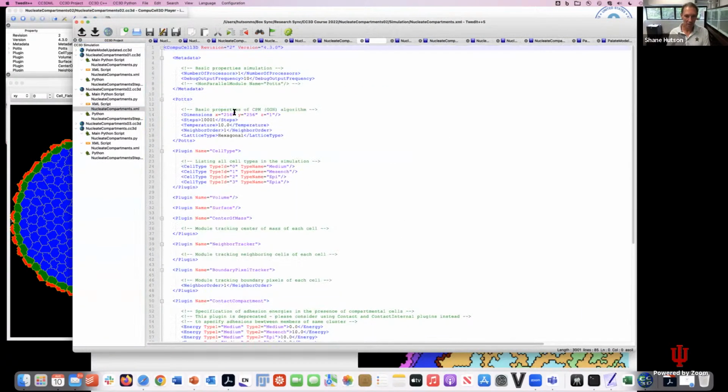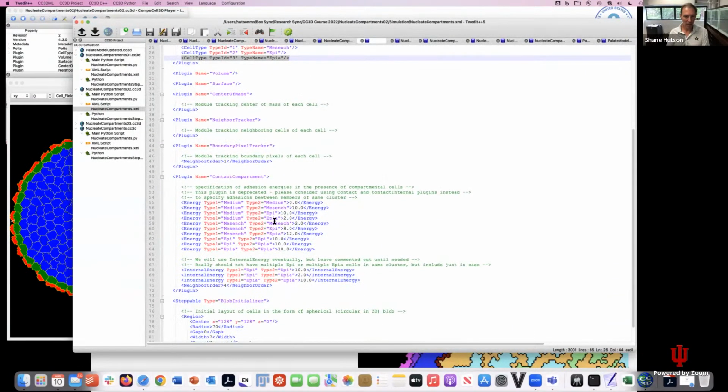So if we look at the XML, right? We had to add another cell type. So I added an epi-A cell type in there, type 3. And we had to add it down here to the energies. And so you'll see several lines that have epi-A. Contact with medium is very favorable. Contact with mesenchyme is not favorable. And contact with itself is sort of in between. So it wants to end up on the outside of the patch. Energetically, it's lower energy to be on the outside of the patch.